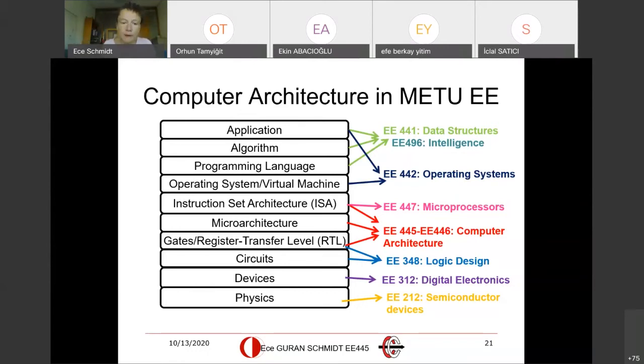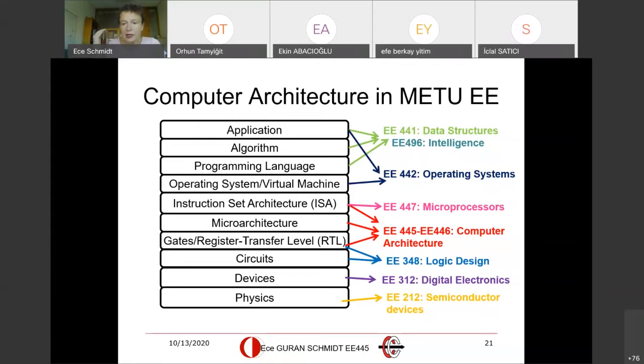Okay, 312. Then we cut all the relationship with the current, voltage, that kind of physical things. We abstract them out. It's exactly what we are doing. We abstract those details out, and now we have gates at our hands with well-defined inputs and outputs. So we learn about gate level design and register level design in logic design, 348, that's where you are now.